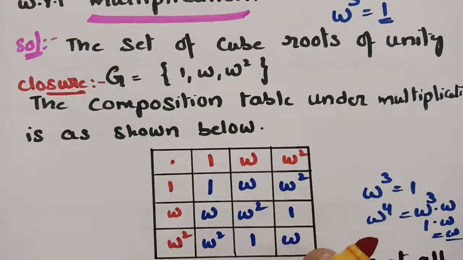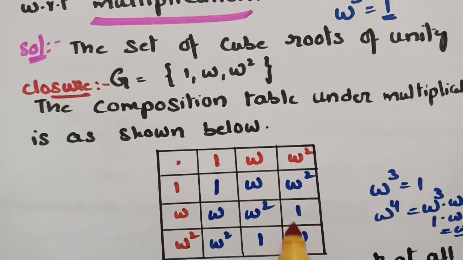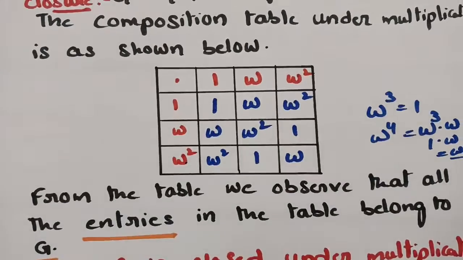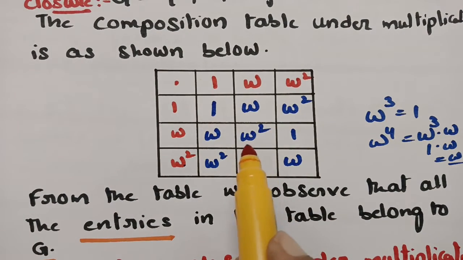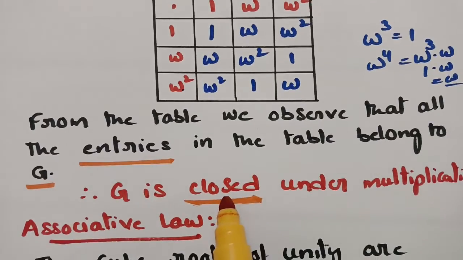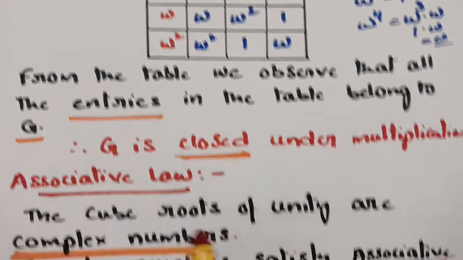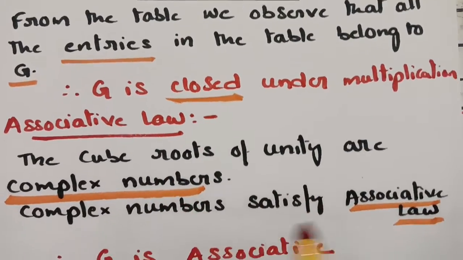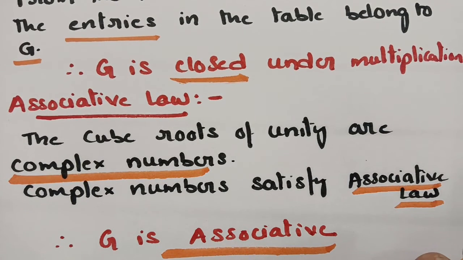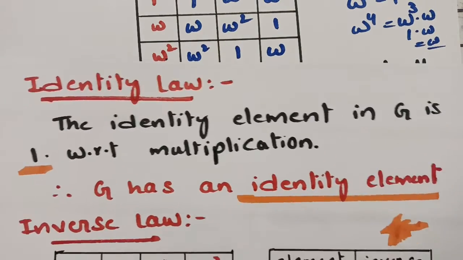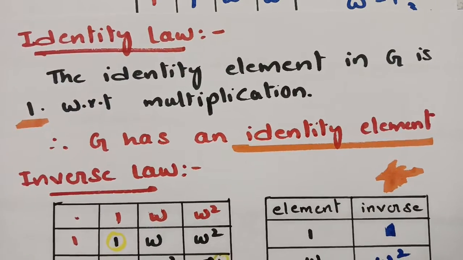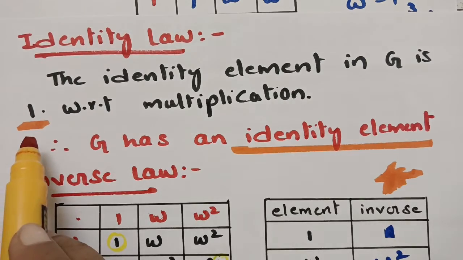And this is a finite set, and for the closure law we have to draw the composition table, and from the table we observe that all the entries in the table are the elements in the set G, and therefore we say that G is closed under multiplication. For the associative law, the cube roots of unity are complex numbers. Everybody knows that complex numbers satisfy the associative law, and therefore G is associative. And next one is the identity law. We know that with respect to multiplication, 1 will usually be the identity element.